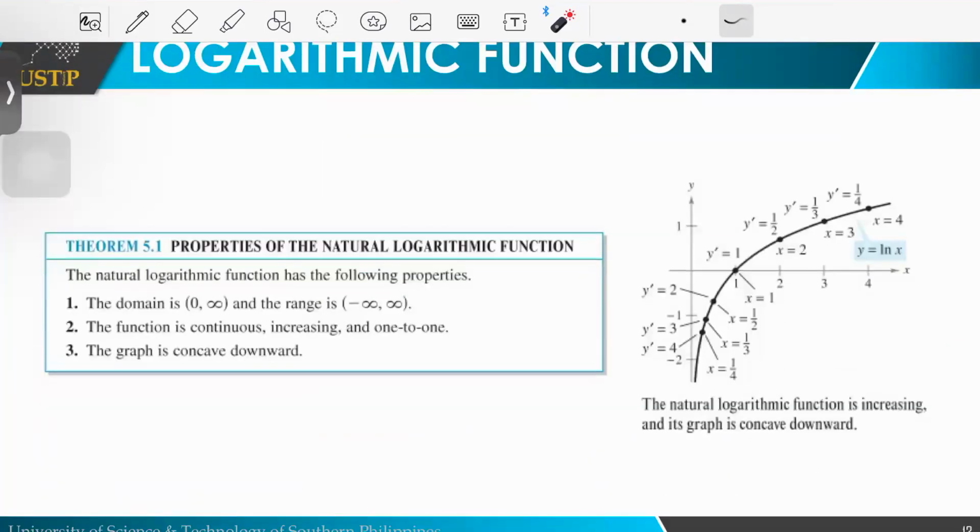Okay. So remember the properties of the natural logarithmic function. Your exponential, if you remember, is the inverse of logarithmic. The domain is different from your exponential. The domain of the exponential is negative infinity to positive infinity. For this one, it's just from 0, okay? Only from 0, there's no value for negative x. So 0 to positive infinity. And then your range is from negative infinity to positive infinity. Okay, continuous, increasing, and one-to-one. However, if you saw the graph, it is concave downward.